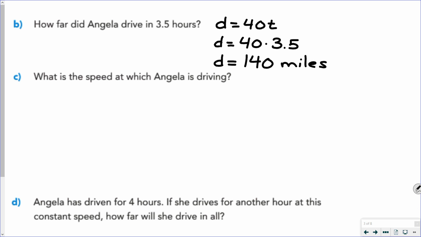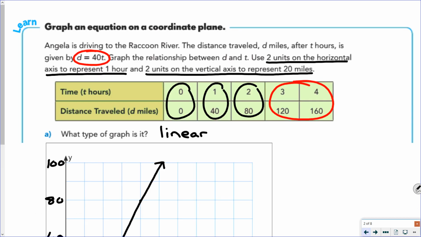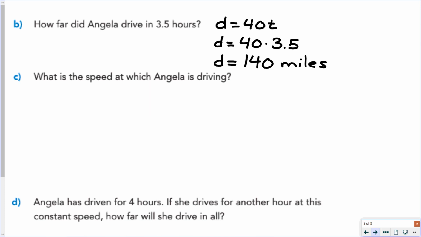What is the speed at which Angela is driving? Well, if we go back to our table, we see that in 1 hour, she's gone 40 miles. So our speed is 40 miles per hour.